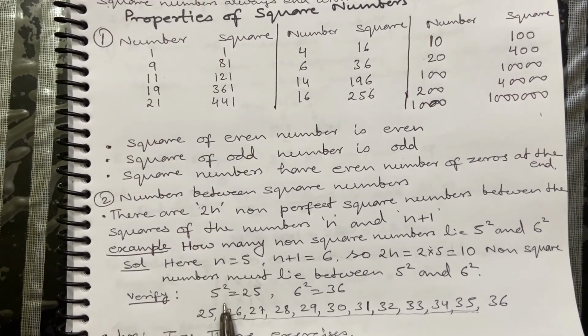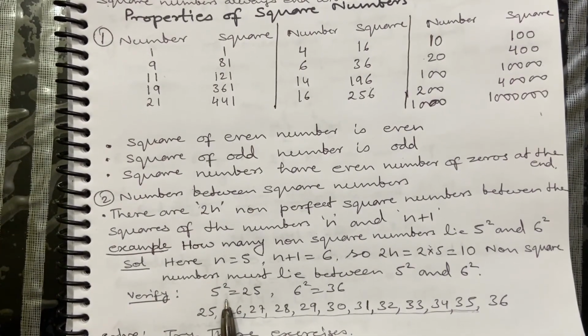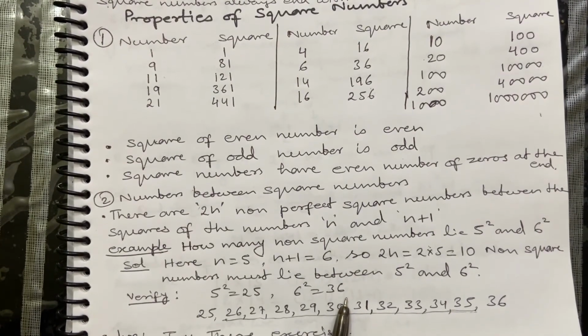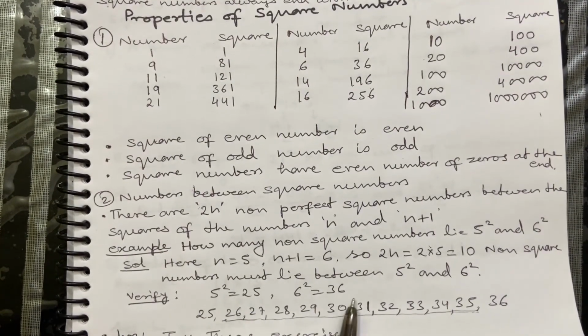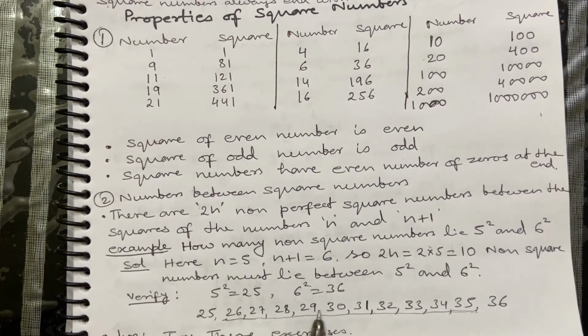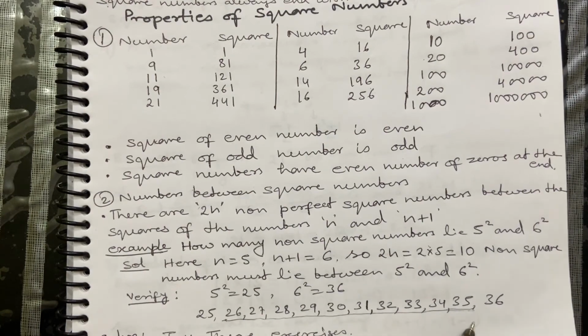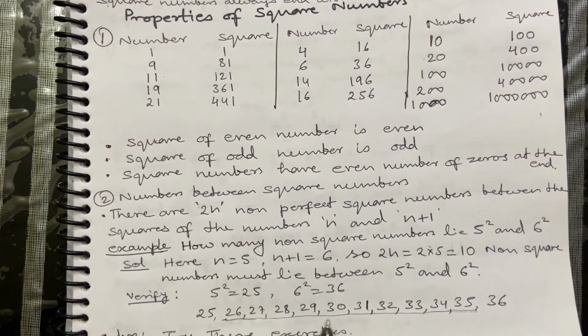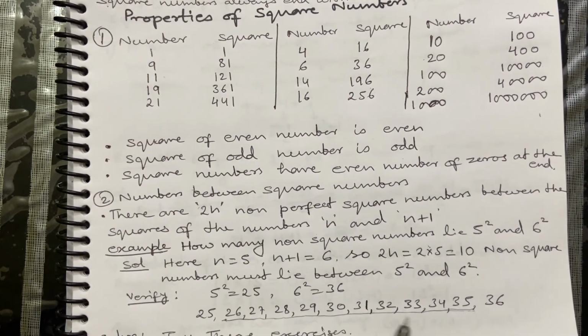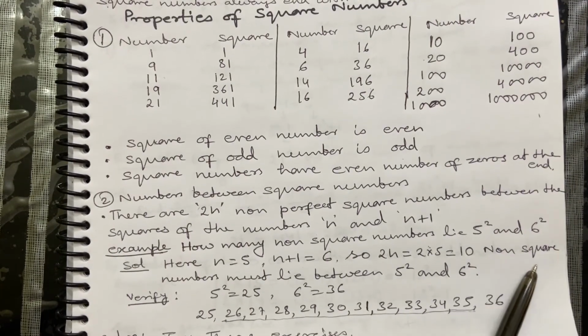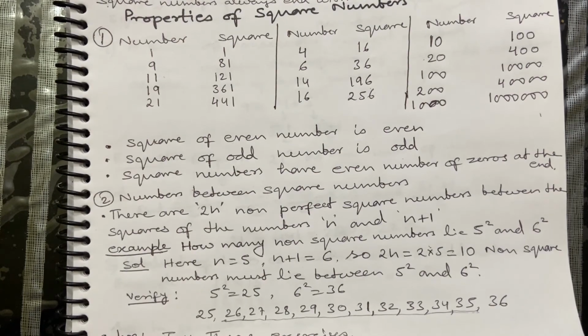For the verification of this answer, let's see, 5 square is 25 and 6 square is 36. So between 25 and 36, how many natural numbers lie which are non-perfect square? I have written all those numbers. If you count all these numbers, there are 10. So without writing all this, we can directly answer that there will be 10 non-square numbers.